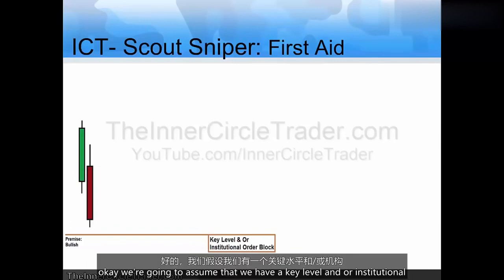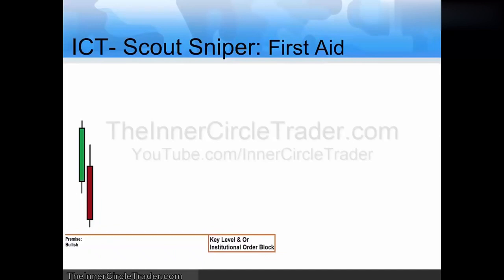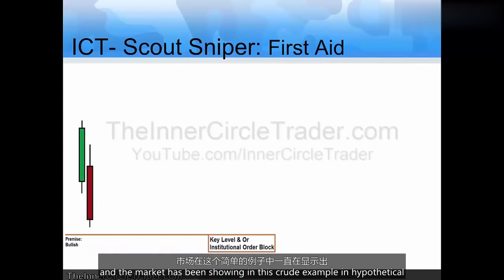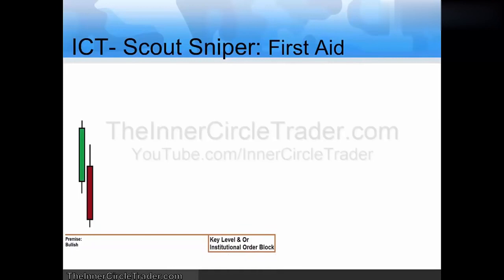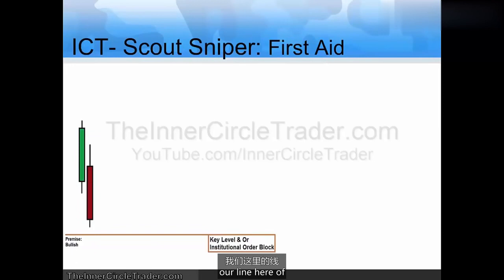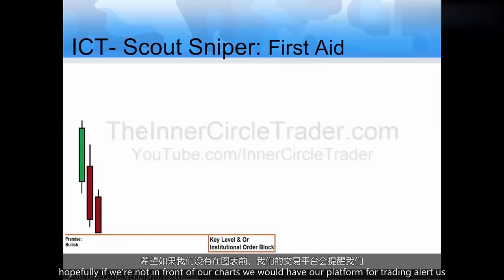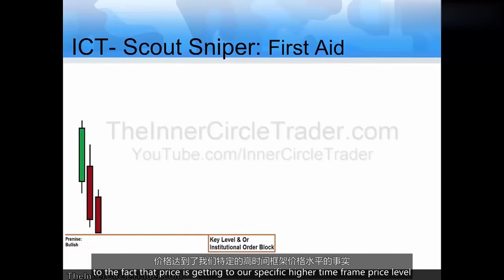We're going to assume that we have a key level and or institutional order block identified on our charts. And again, we're going to be looking at a daily chart for this example. The market has been showing in this crude, hypothetical example that price would be more or less trading down to our line here of anticipation. As price starts to move aggressively down to that level, if we're not in front of our charts, we would have our trading platform alert us to the fact that price is getting to our specific higher time frame price level.